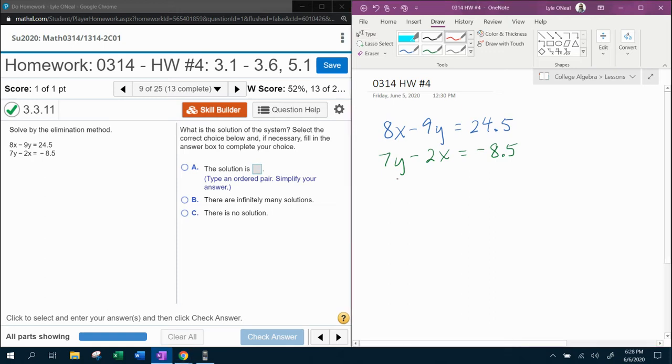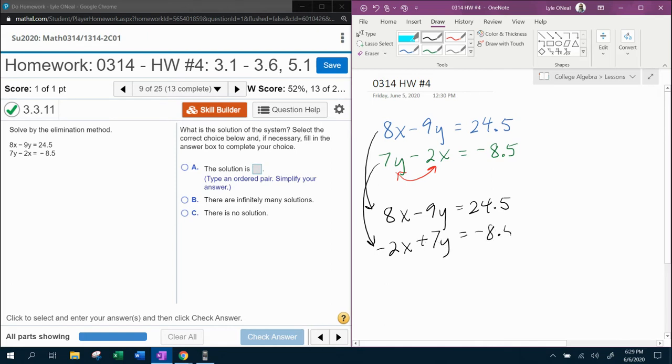So in the second equation, I'm going to want to switch x and y so that my x's and y's line up. Okay, so this first equation, I'm just going to recopy it. 8x minus 9y equals 24.5. And the second equation, I'm going to change the order. Negative 2x plus 7y equals negative 8.5.